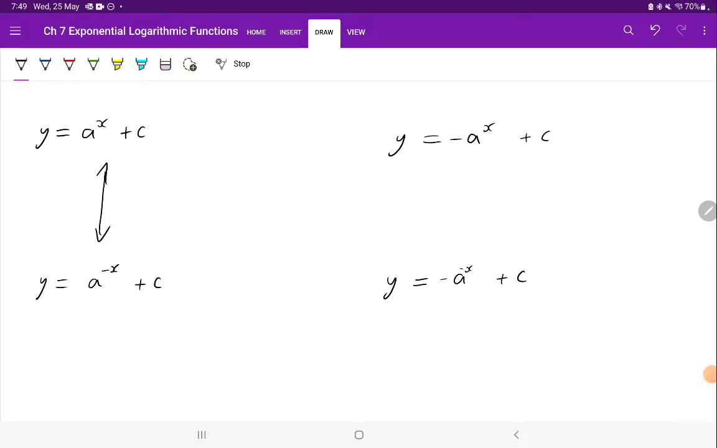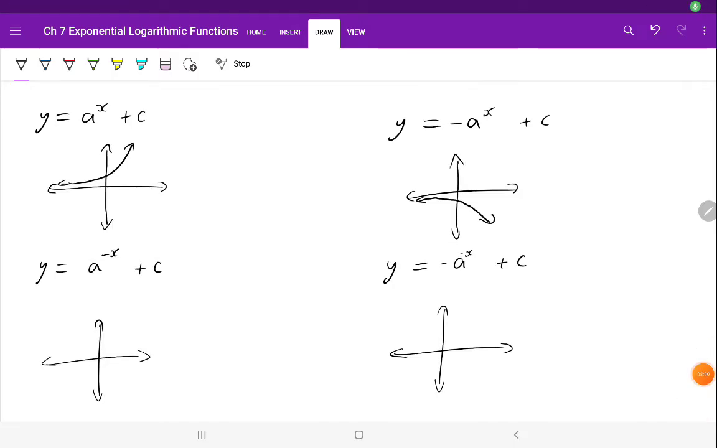Alright, so there's our first two. If we reflect it in the y-axis, it's going to look like this. And if we reflect it in both axes, that's going to look like this. So those are basically our 4 different shapes that we have. Increasing, reflected, then we have decreasing, and then decreasing and reflected. So those are basically our 4 different shapes that we're going to be dealing with. Now the plus C is just going to determine where they're approaching, what's their asymptote.